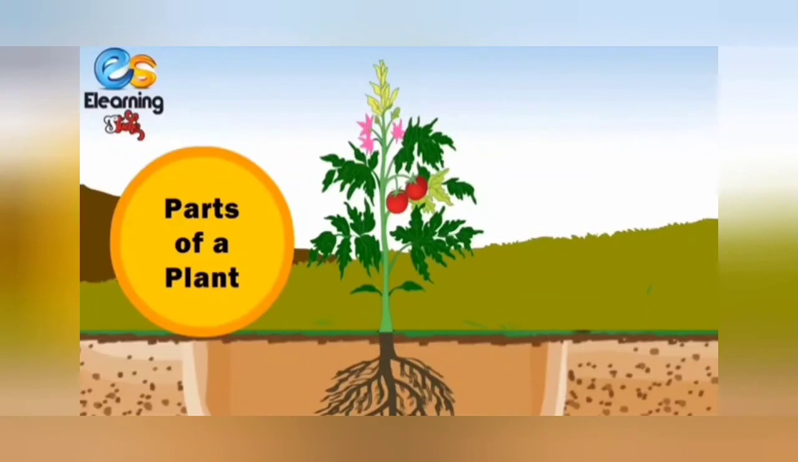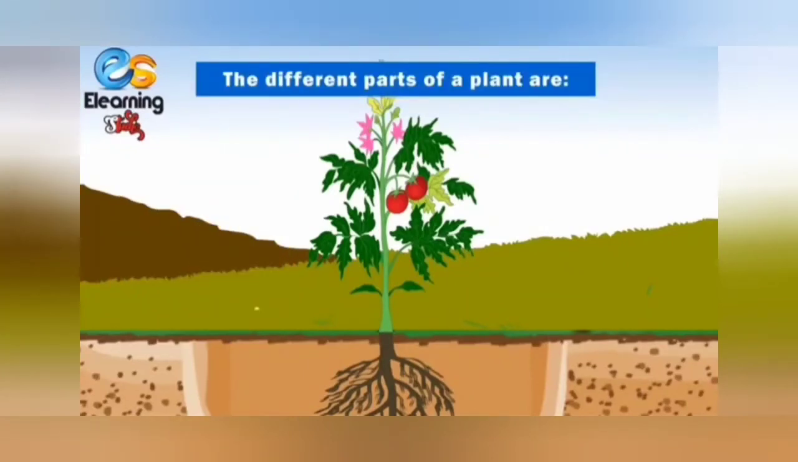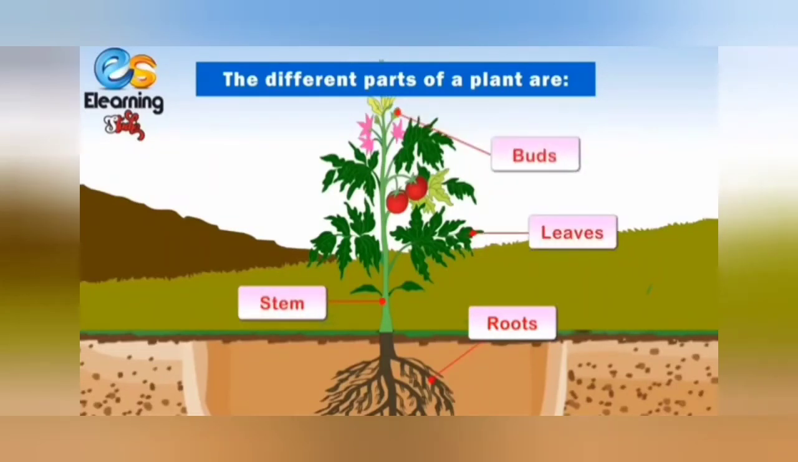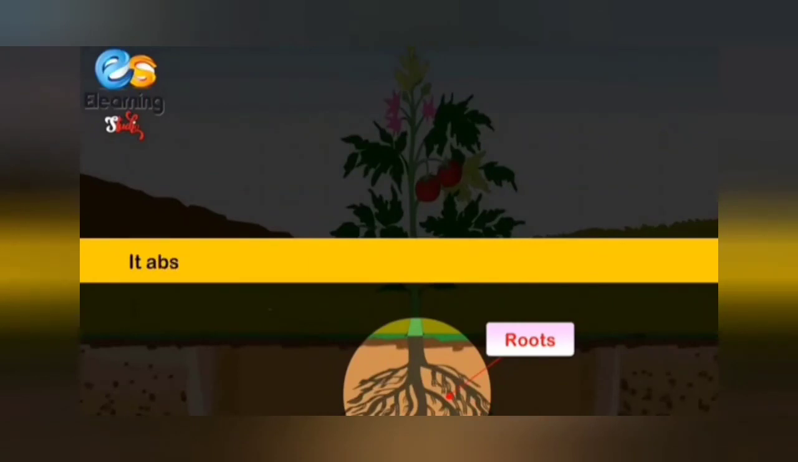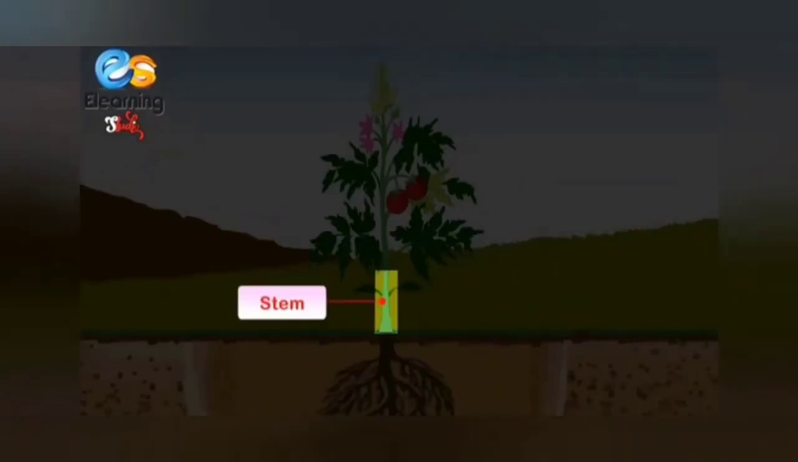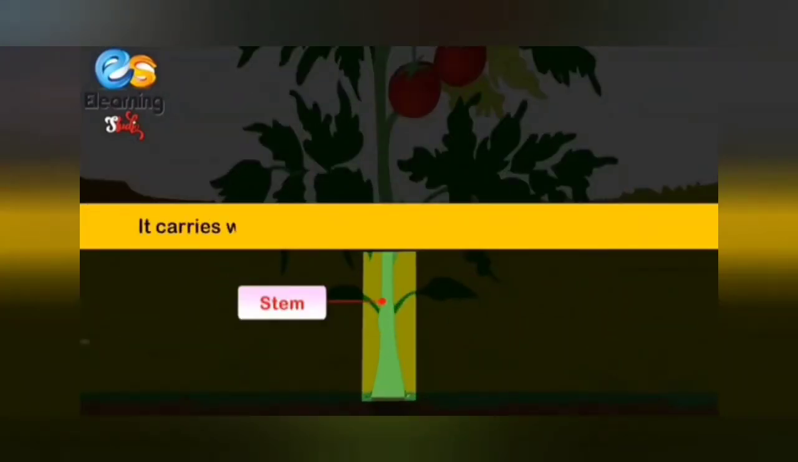Parts of a plant. The different parts of a plant are roots, stem, leaves, buds, flowers, fruits. Root. It absorbs water and minerals from the soil. It also keeps the plant fixed in the soil. Stem. It carries water and food to all parts of the plant. It bears leaves, flowers, fruits, etc.